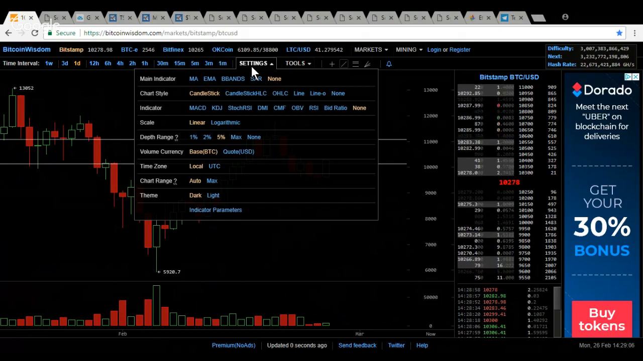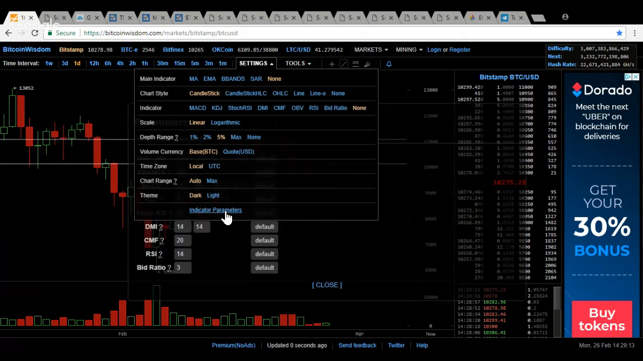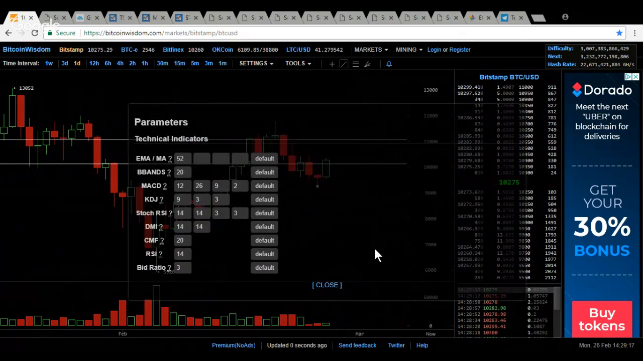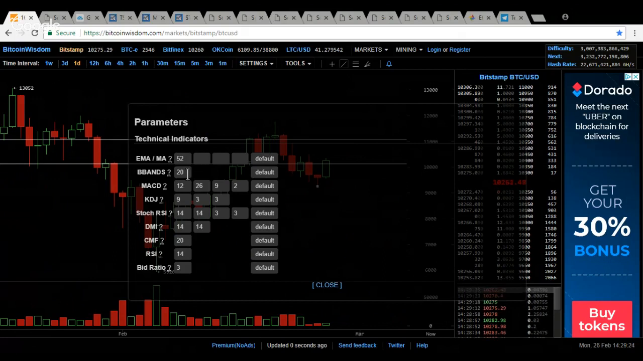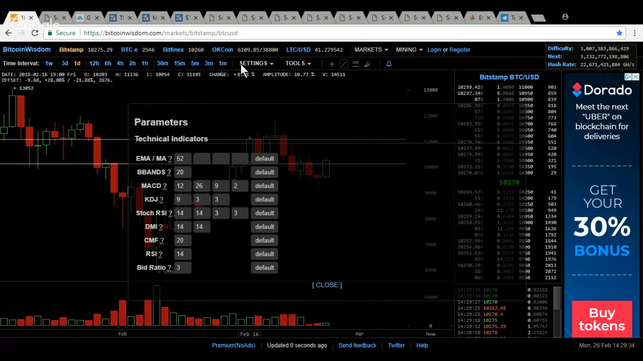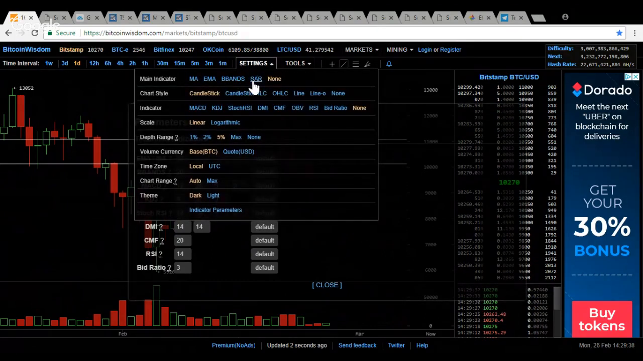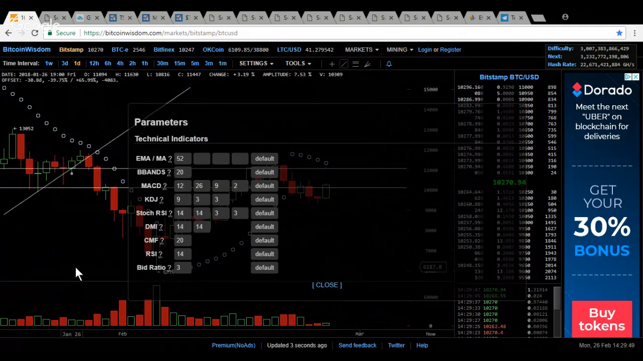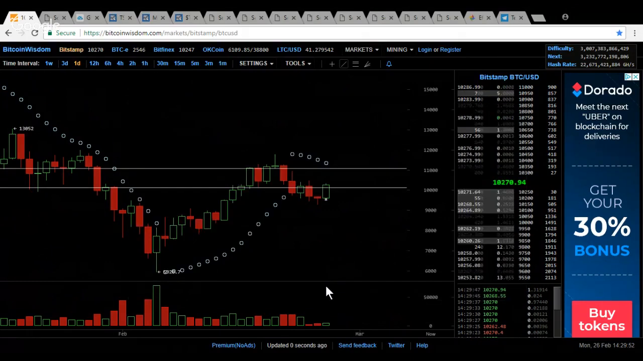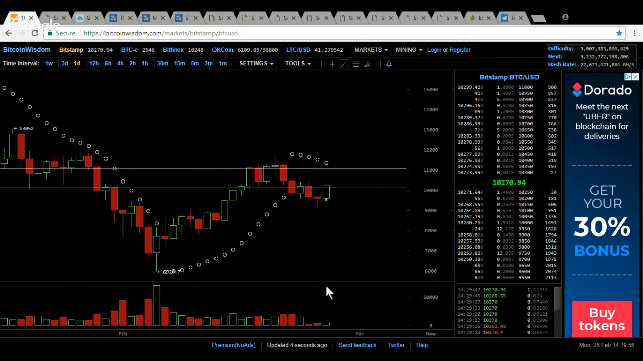Up at the top of Bitcoin Wisdom, there's a settings, and at the bottom of the settings, there is something called indicator parameters. If you click on indicator parameters, you can see what numbers they're using for moving averages, for Bollinger Bands, for MACD, stochastic RSI, directional movement, et cetera. There's no settings there for stop and reverse points. And right here under the settings bar is the SAR listed as a main indicator. I'm just going to click on that for now, so everybody can see what the questioner was talking about.